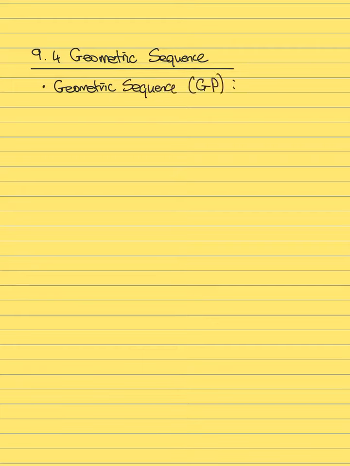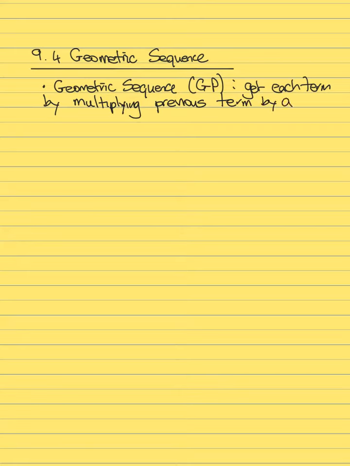Now, a geometric sequence is sometimes called a geometric progression. And in a geometric sequence, you get each term by multiplying the previous term by a fixed number. And we call this number the common ratio. And we just use the letter R for that.